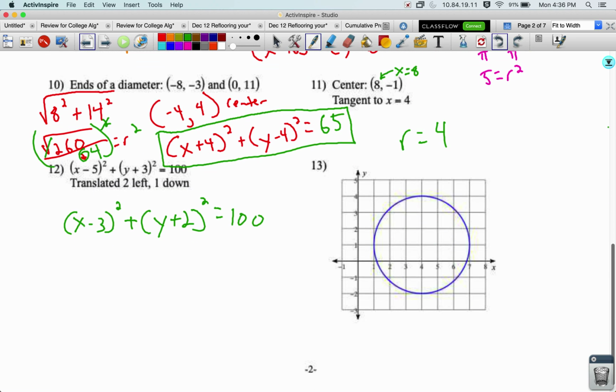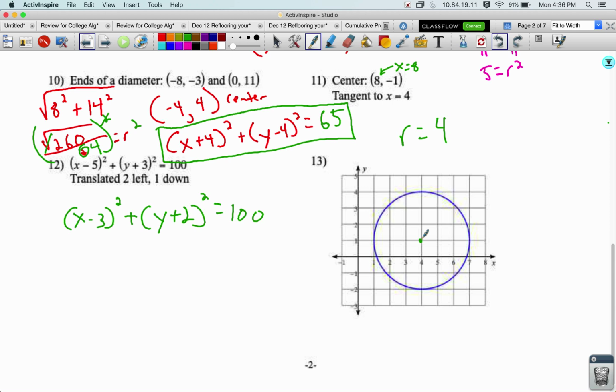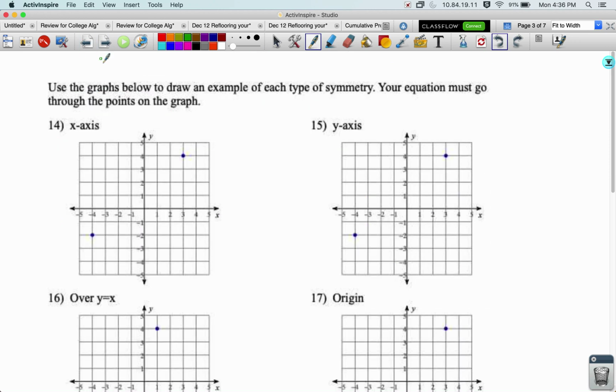Okay. And now we just have a circle. We can just identify its center at (4, 1) and its radius of 3, and then plug that into our formula. All right, let's keep going.